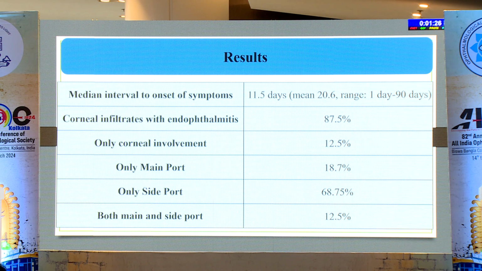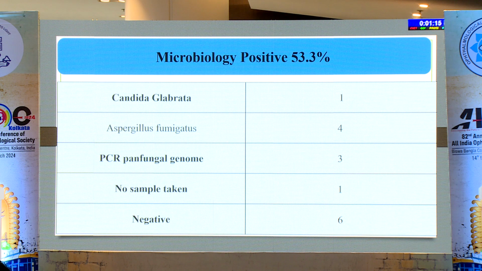Corneal infiltrates with endophthalmitis was present in 87%. Only corneal involvement in 12%. Main port in 18.7% and only side port in 68.75%. Microbiology positivity could be attained in 53% of patients. Most of them were Aspergillus fumigatus, with Candida in 1 and PCR panfungal genome in 3 patients.